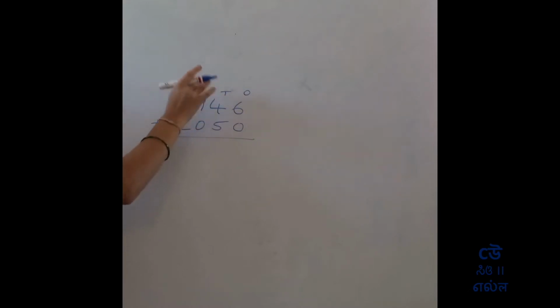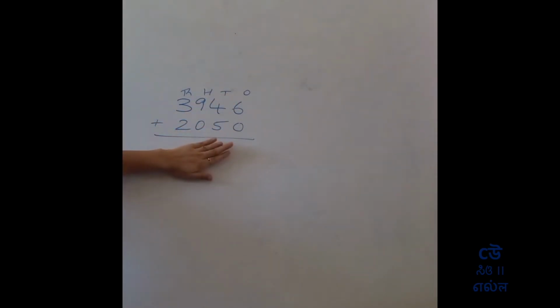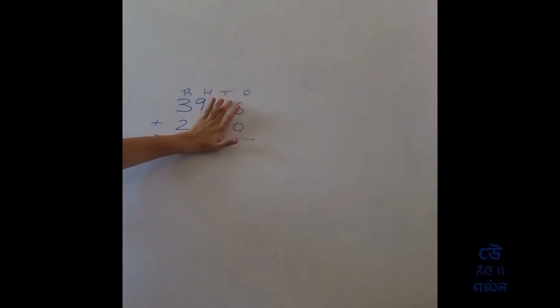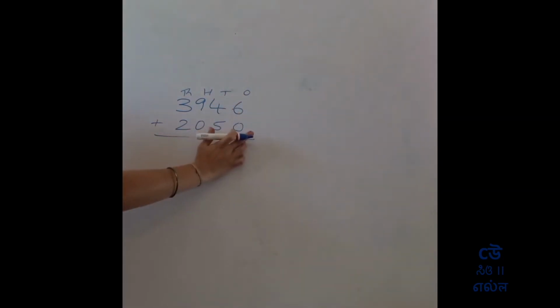We have 3946. Next, 2050 we have. Ones place, tens place, hundreds place and thousands place we have, right? How do we add these numbers? We add the numbers in a systematic way, that is we add column-wise. We add all the ones place numbers together, the ones place number with the ones place number of the other number.